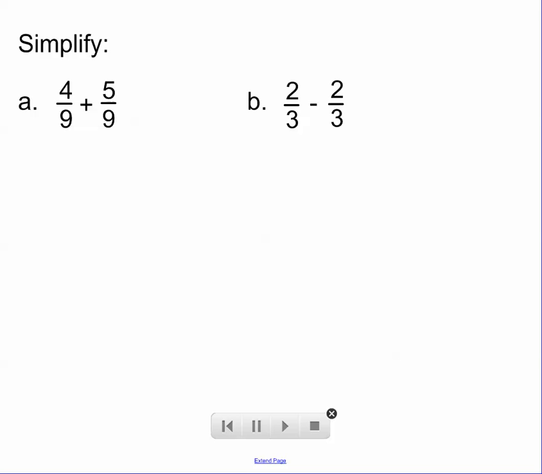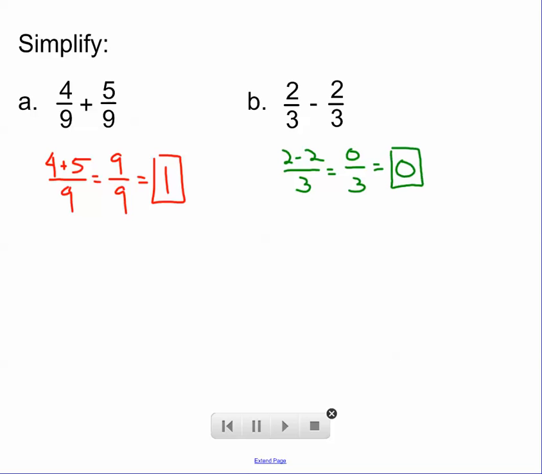So when we're adding like fractions, that is common denominators, we just add the numerators, we keep the denominator the same. So the 4 plus the 5 is 9. We have 9 ninths. 9 ninths can be simplified to 1. We always want to simplify. And on B, we're just doing 2 minus 2, subtract the numerators, keep the denominator the same, 3, 0 thirds, that can be simplified to 0. Again, don't forget to simplify. Not always are we going to be able to simplify, but do it if you can.